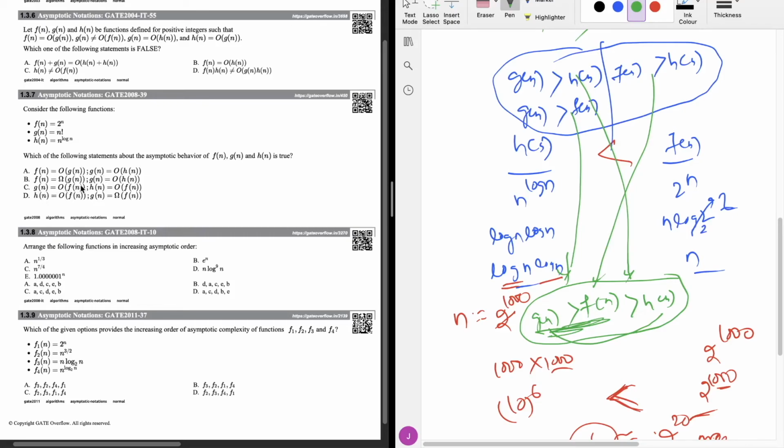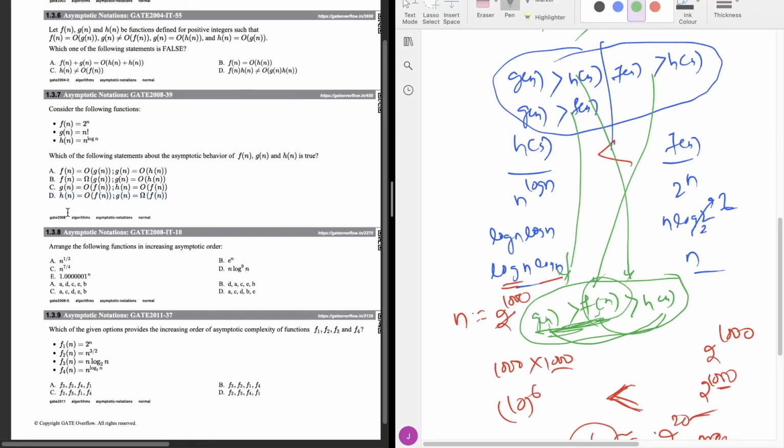That means it is saying that f of n is greater than g of n. Is it true? No, right? Now the fourth one is h of n equals big O of f of n. It is saying that f of n is greater than h of n. Yeah, it is true. And the second thing, it is saying that g of n equals big omega of f of n. That means f of n should be less than g of n. Okay, so f of n is less than g of n. That means only option D is satisfying. So the answer for this question will be option D, and it is the correct answer. Thank you.